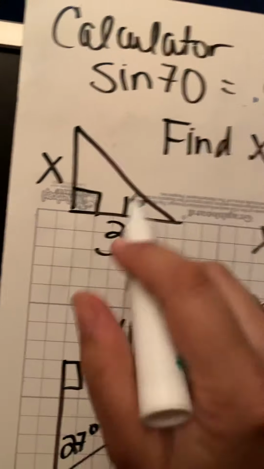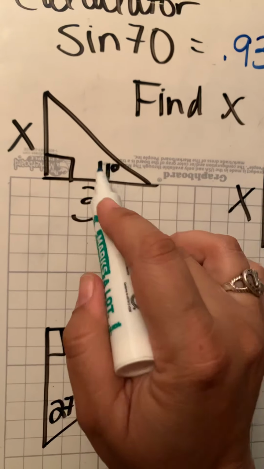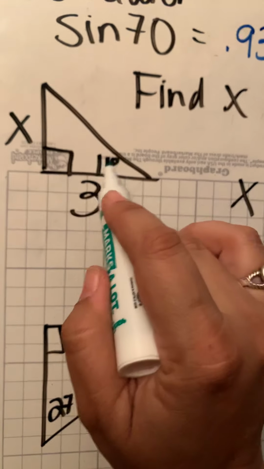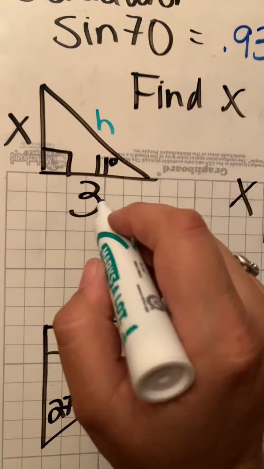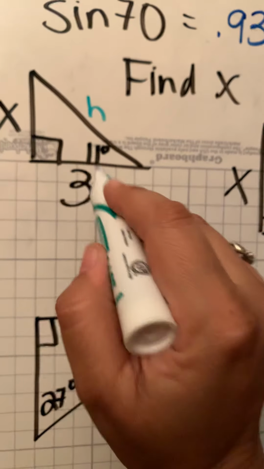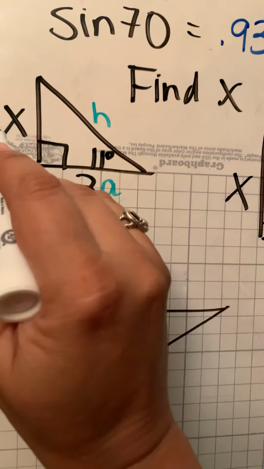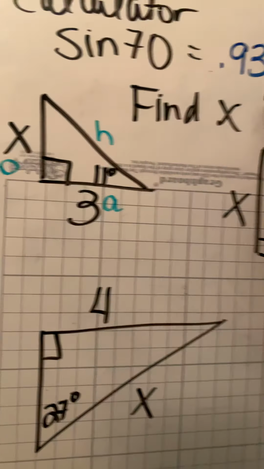So I look at this, I have my 11 degrees. I'm not going to ever go off my 90 degrees. I go off my 11 degrees, the other degrees that they give you. And so according to this 11, we know that this is your hypotenuse. This is adjacent because it's next to it. This is opposite because it's across from it.